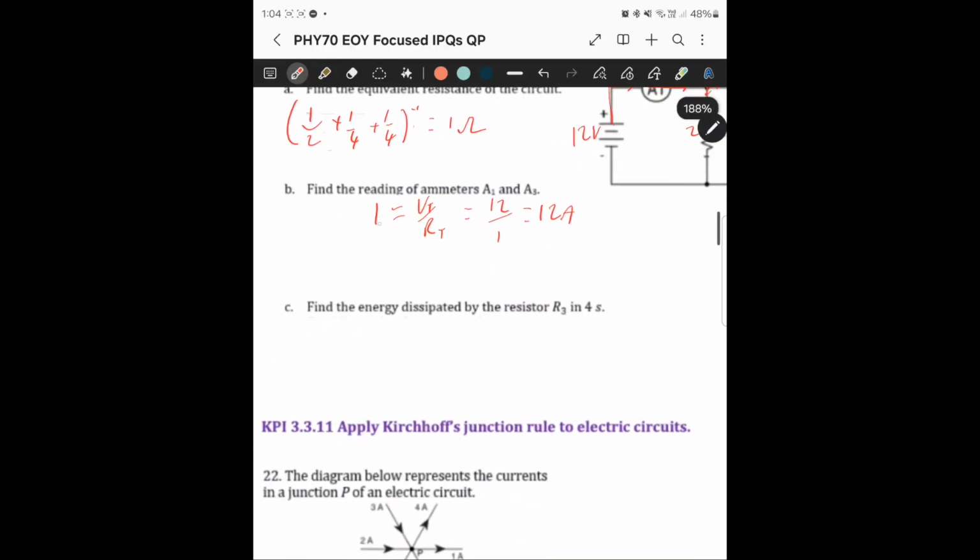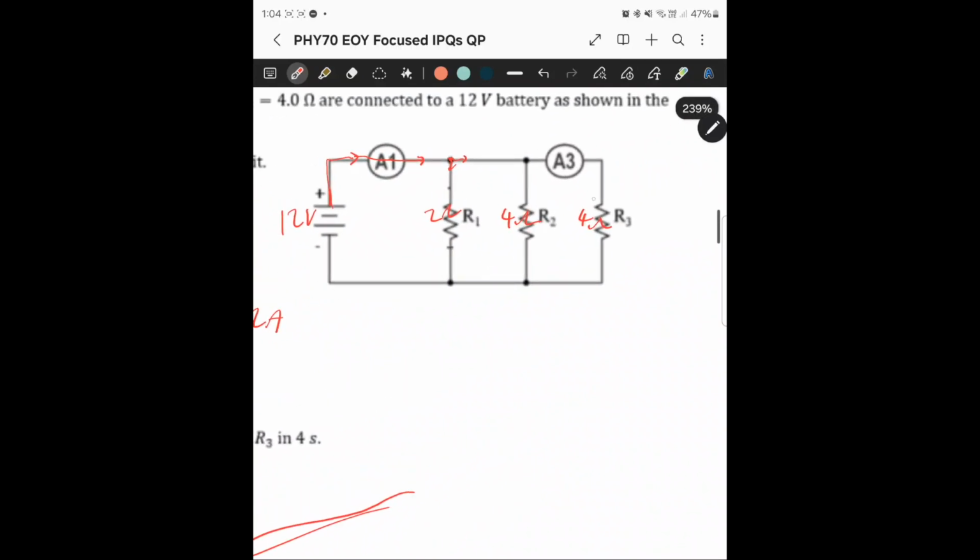A3, I should probably call this I1, I guess. And I3, the ammeter A3, call it whatever you want. So V over R, right? In this case, they're all parallel. The voltages are the same in parallel, if you remember. So I need to know the current flowing through this one specifically. Only this one here, because that's where A3 is. This branch is the last branch. Not here, not here, not here, just this branch.